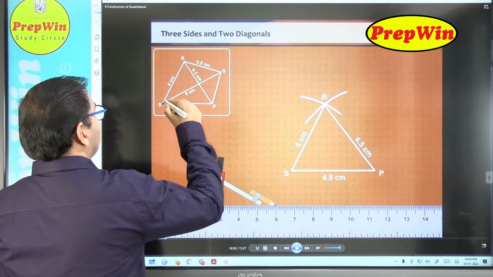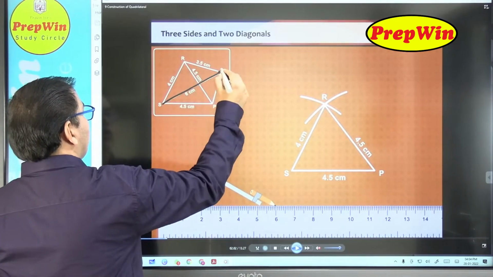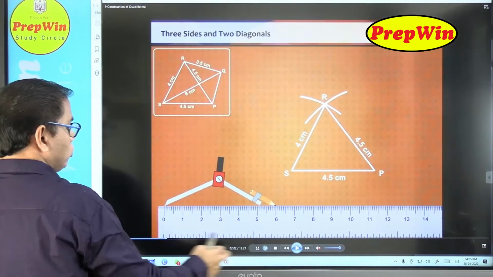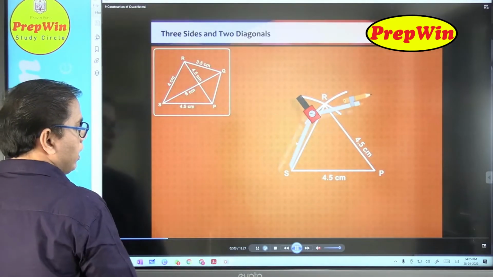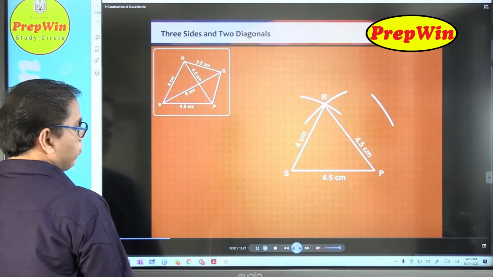Okay, we are trying to draw this. SQ, the distance of Q from S, is 6 centimeter. So the pointer will be placed on S and an arc drawn. Take 3.5 on your compass.